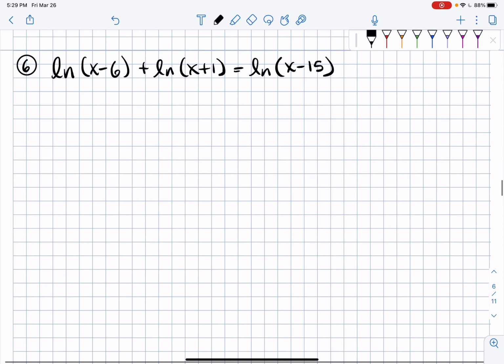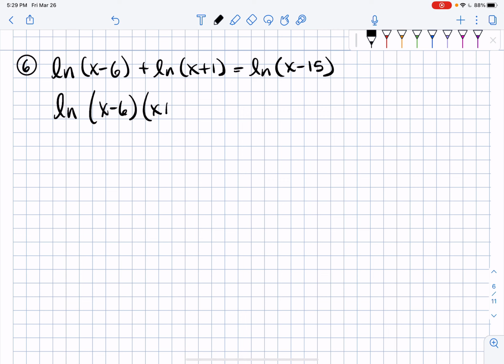All right, 6. How about 6? Let's do 6 first before we do 7. Hey, look, it's ln, but it's adding. That means it's multiplying. Cool. So I have ln of x minus 6 times x plus 1 is equal to ln of x minus 15. Awesome. So since the ln is the same, that means what I'm taking the ln of is also the same. So I got x minus 6 times x plus 1 is equal to x minus 15.